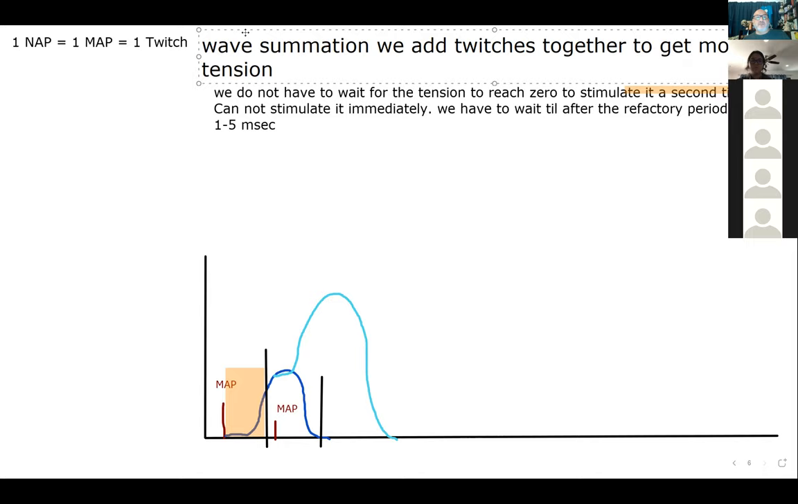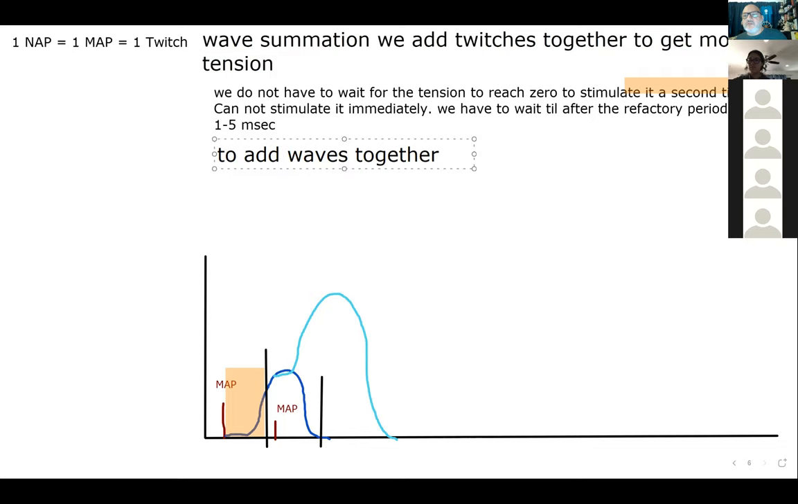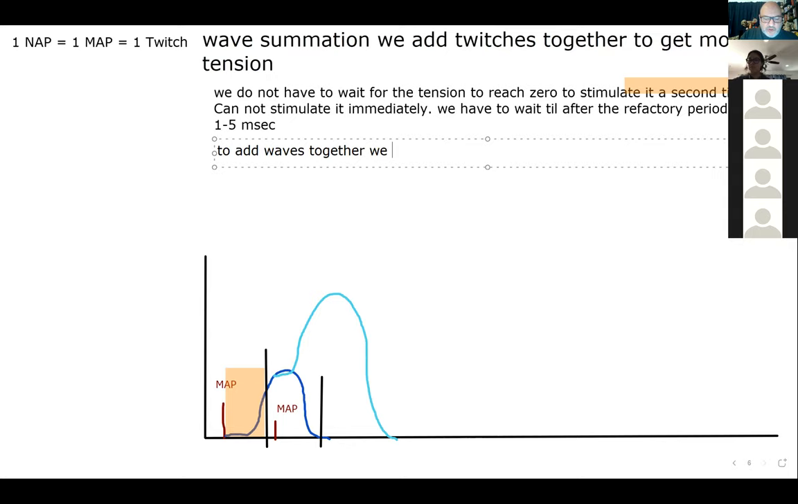So it's at the peak of relaxation where it has the ability to go higher or increase? No. Like I said, to add waves together, I'll write this out again. Hold on. That's way too big. That's way too small. To add the waves together, we must stimulate the muscle cell a second time, but it has to be between those two phases.